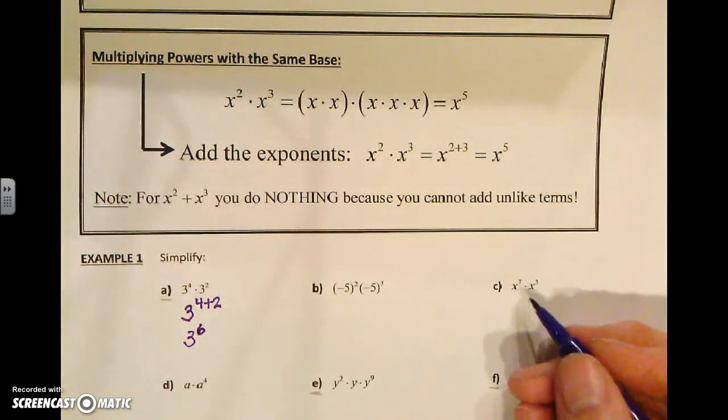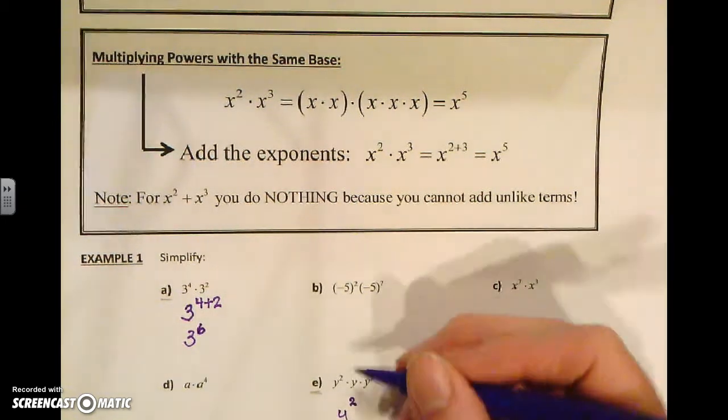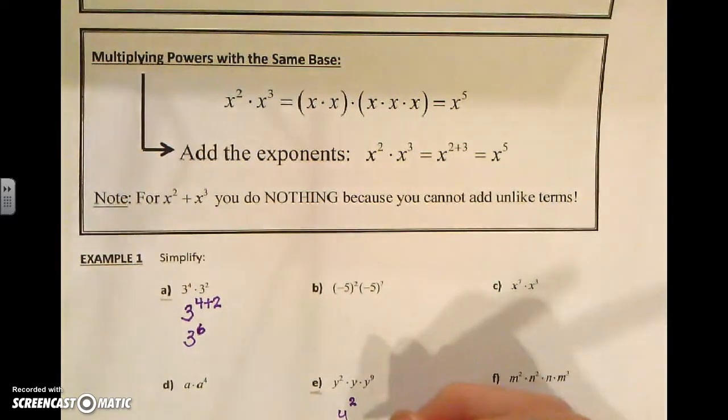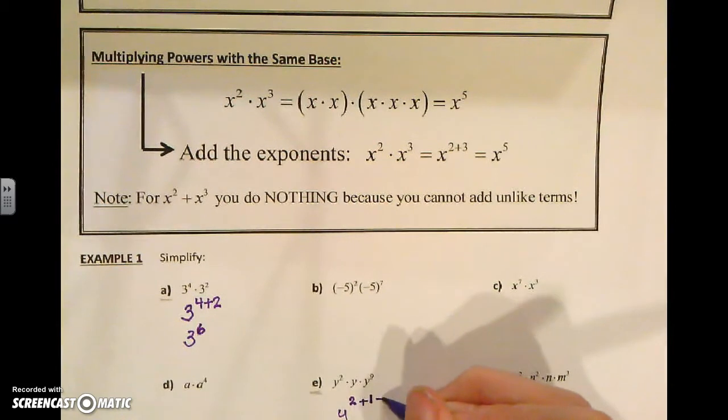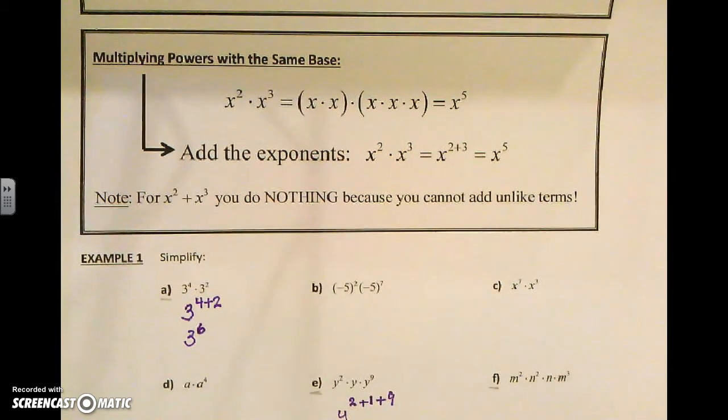When I have here y squared times y to the 9th, my base is y. I'm going to add my exponents too. If there's not an exponent, it's understood to be 1. So plus 1 plus 9. So that's going to give me y to the 10th power.